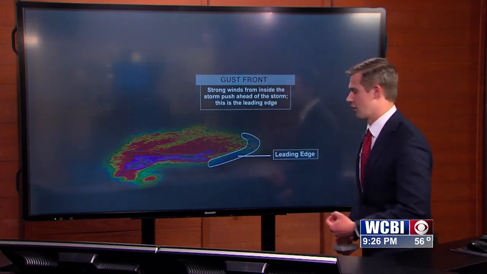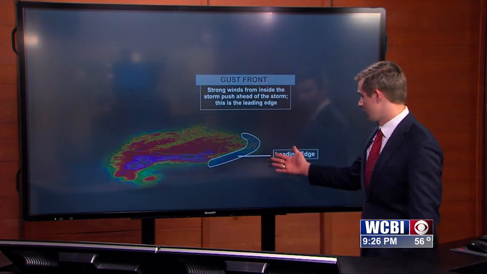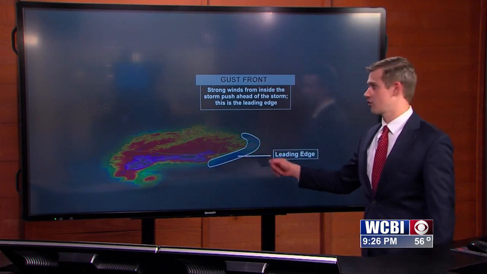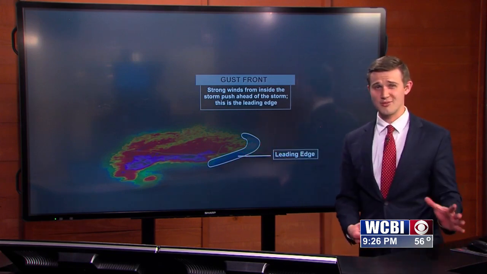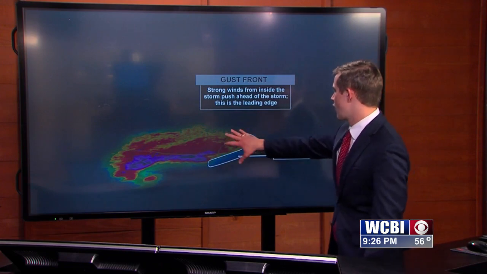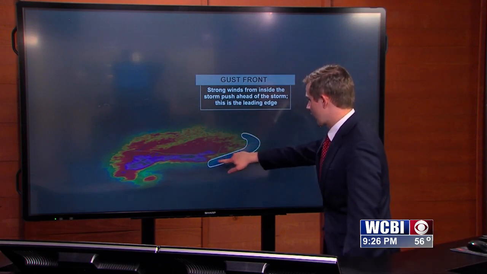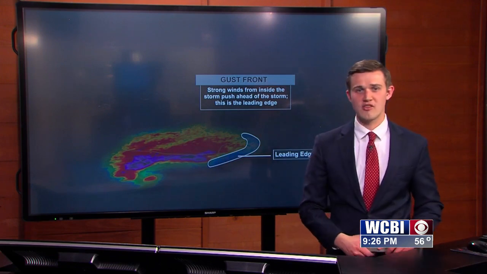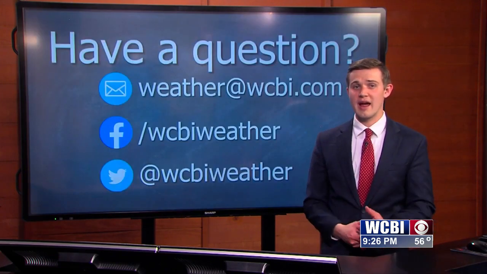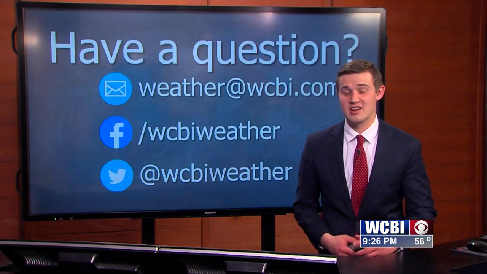Number four here is the leading edge of that gust front. And gust fronts originate from the inside of the storm pushing ahead, and then the leading edge right here, that's where you're going to locate it, closer to the backside of that storm as it makes its way on through.